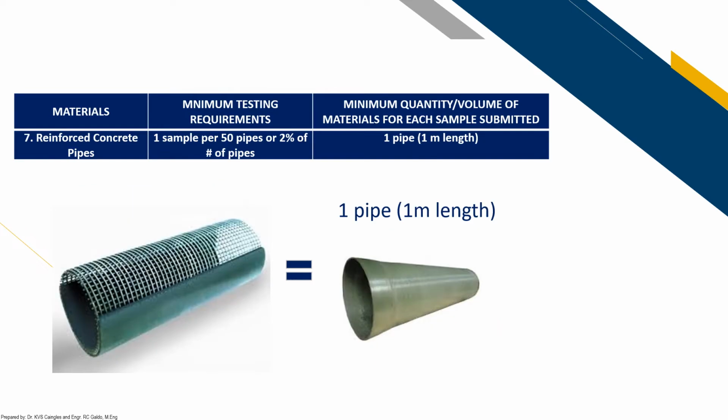Next, for reinforced concrete pipes, we are going to obtain one sample per 50 pipes or 2% of the number of pipes. When you say sample, that corresponds to one pipe with a length of 1 meter.